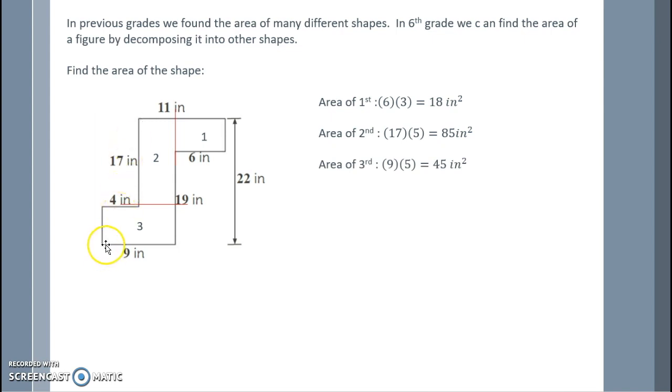And then the last one here, 9 by 5. So I knew that this here was 9 inches, and then to figure out this length, I used 17 plus 5 more to get to 22. So I use this 22 quite often, and 9 times 5 is 45. So the total area is 18 plus 85 plus 45, so 148 inches squared.